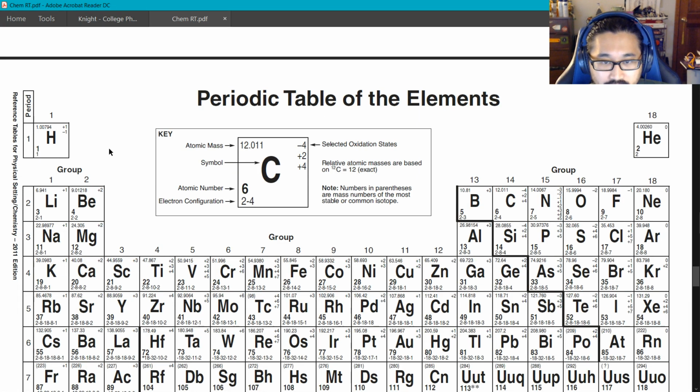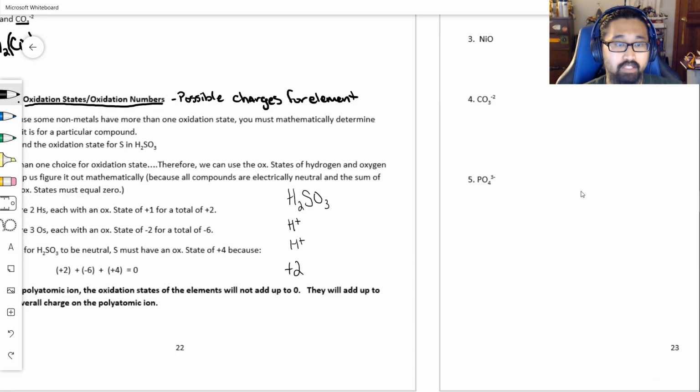Oxygen has an oxidation state right over here of -2. It can only ever be -2. So, let's label it. That means I have 3 of them. So I have oxygen with a -2, and oxygen with a -2, and oxygen with a -2. So that means I have a total of -2, -2, -2, or -2 times 3. Right? It's a total of -6. So I have +2, -6. I don't know the charge on this sulfur, so I'm going to call it X.